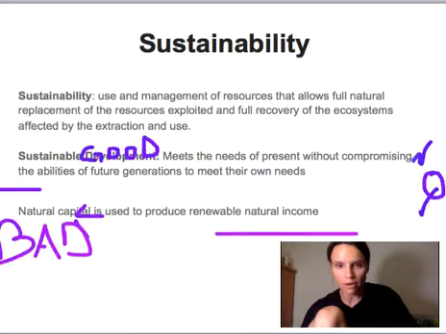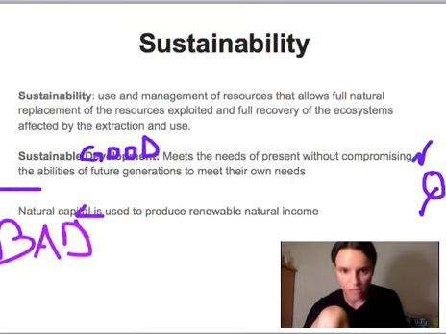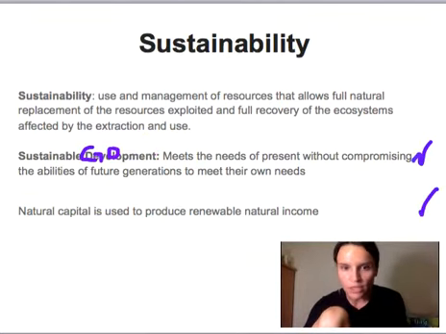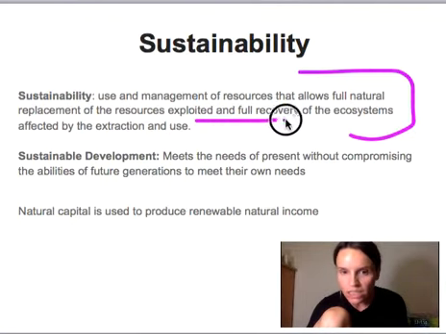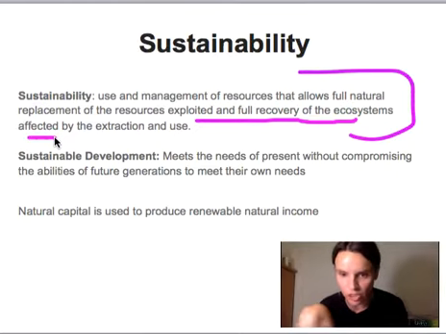We are talking about the use and management of resources that allows for full natural replacement of the resources exploited and full recovery of ecosystems affected by their extraction and use. So basically, in a sustainable system, anything that you take out, you are giving it the opportunity to grow back in, or you are replacing it.